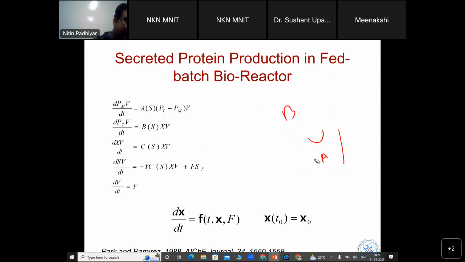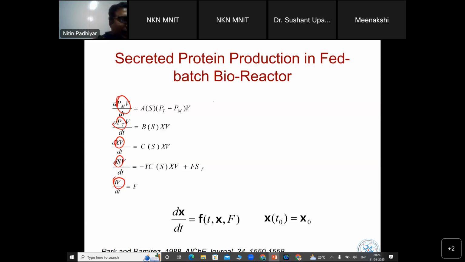So that is what we addressed in this problem, and my student worked on it. If I take one representative, very simple bioreactor, it has two products, PM and PT, two different forms of the protein, some biomass, the live cells, the substrate, the reactant, and the volume of the reactor. So those five variables change with respect to time in the reactor.